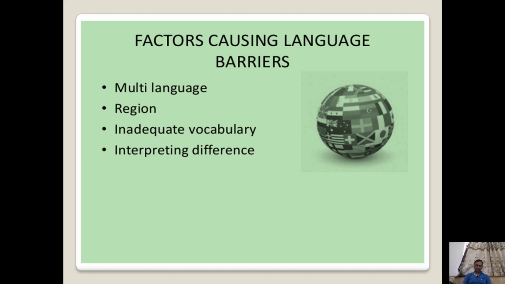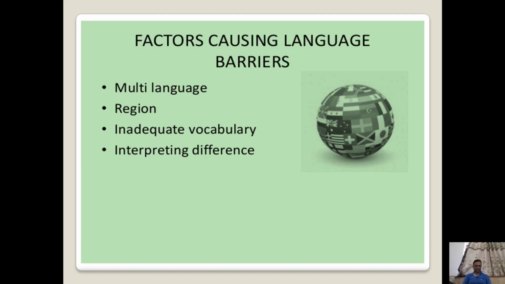What factors cause language barriers? Multi-language: there are several people having multiple languages. Region-wise also, we have knowledge about their languages, but not 100%. So what happens when we try to communicate with a language we cannot use well, we cannot communicate our message to others, so that affects us. Even the communication is affected.